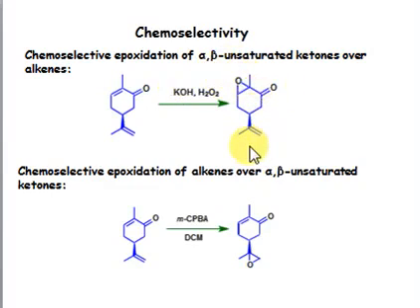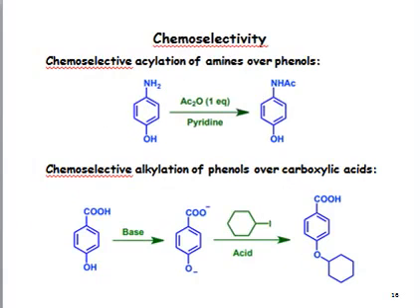But if you want to epoxidize this simple alkene, then what you use is metachloroperbenzoic acid. This is simply called mCPBA. So mCPBA stands for metachloroperbenzoic acid. In presence of dichloromethane as a solvent, this reaction works well, and you can epoxidize a simple alkene in preference to the double bond of the alpha-beta unsaturated system, right?